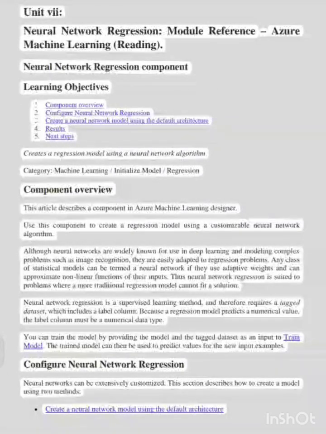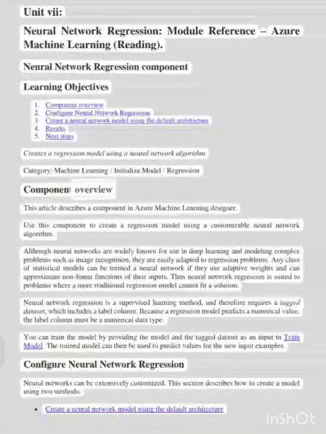2. Configure neural network regression. 3. Create a neural network model using the default architecture. 4. Results. 5. Next steps. Creates a regression model using a neural network algorithm. Category: Machine Learning, Initialize Model, Regression.